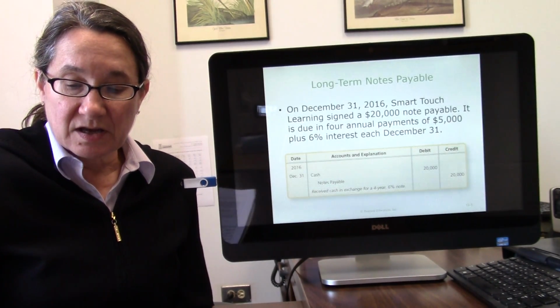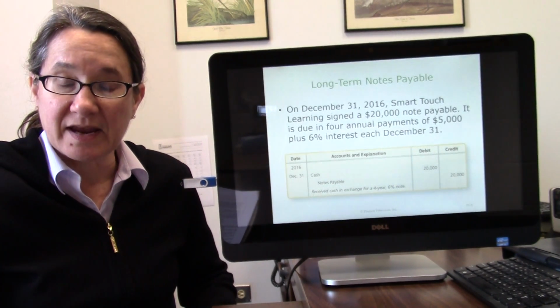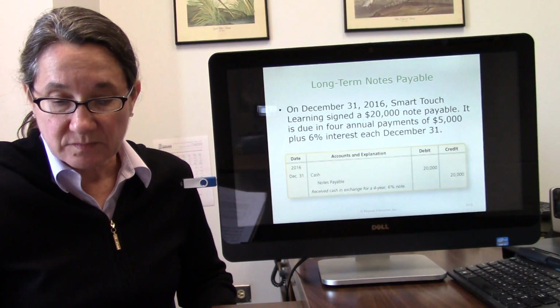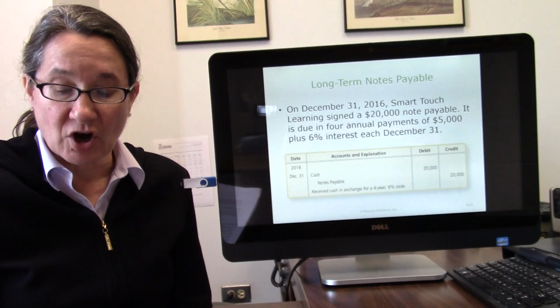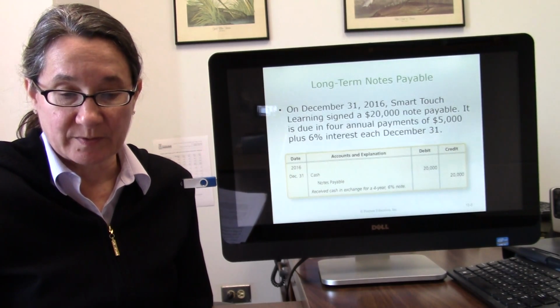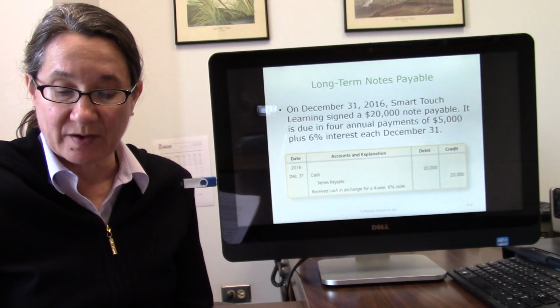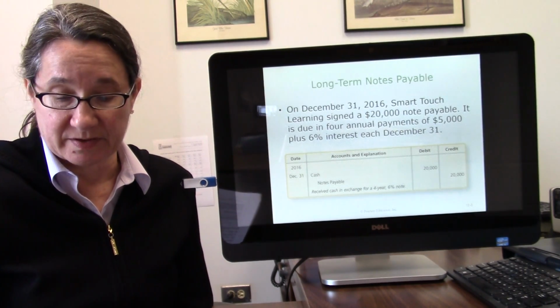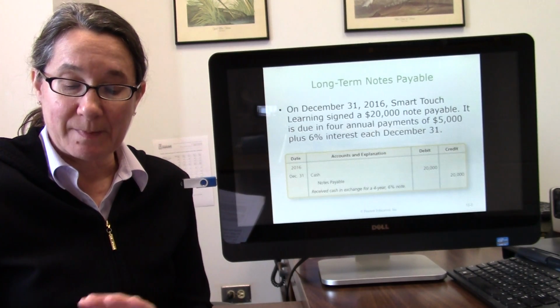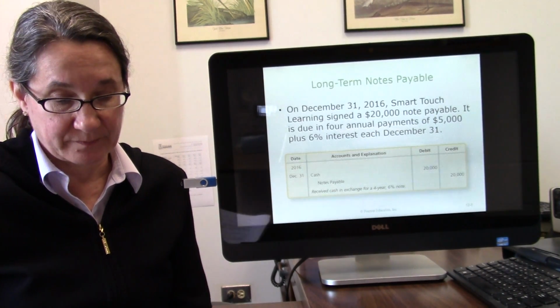Recall that most long-term notes payable are paid in installments. The current portion of notes payable is the principal amount that will be paid within 1 year. A current liability is paid within 1 year. The remaining portion is long-term.